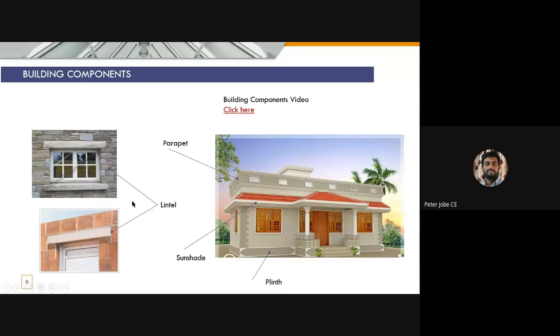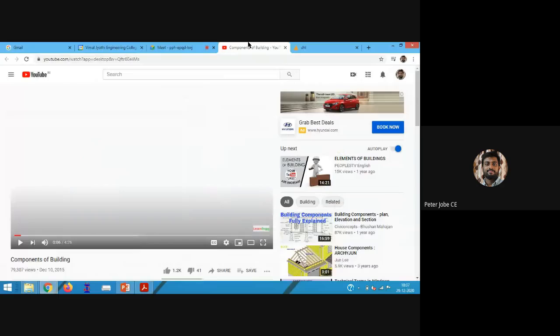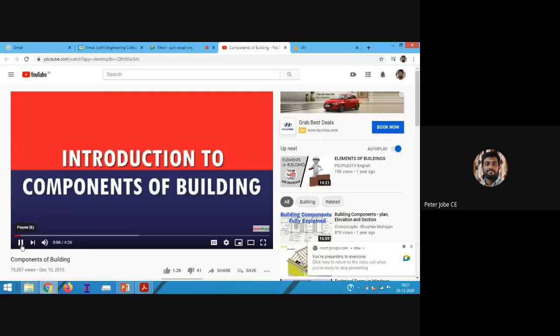So I hope you understood what is meant by a lintel, where we are providing it, and what the purpose of providing a lintel is. Because there's an opening and we cannot directly provide any masonry or other stone work above it, in order to safely transmit the load from the top to the sides, we are providing a lintel. And this is the parapet of a building, and this is the plinth. You can see a video in which you'll get a better understanding of the same.